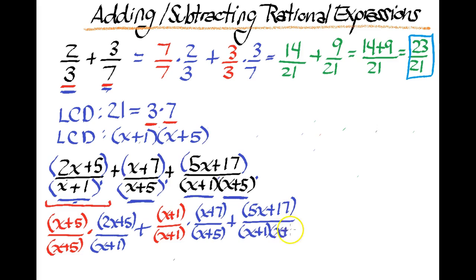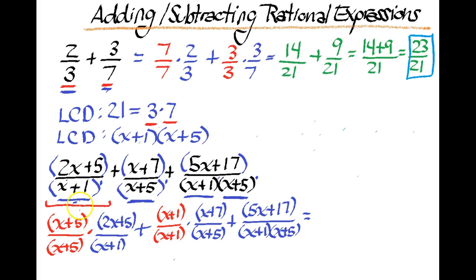Our last step is going to be to multiply our numerators out and then combine into one fraction. And that's what we did up here in our example with just our numbers. We multiplied each term by the missing factors, and then if you notice over here, we multiplied our numerator to get 14 and our numerator here to get 9. So let's go ahead and do the same thing up here.